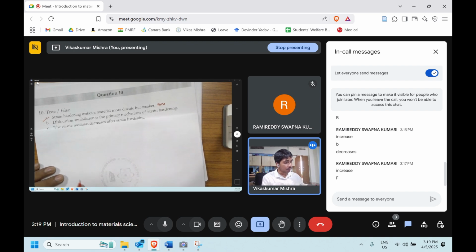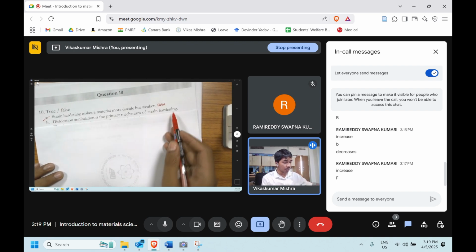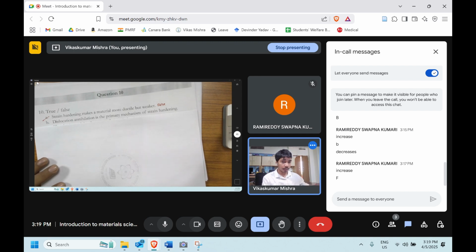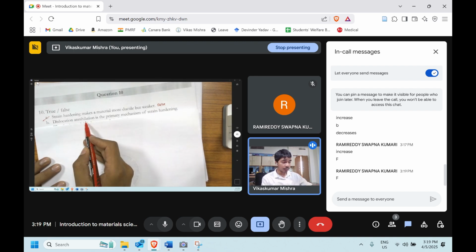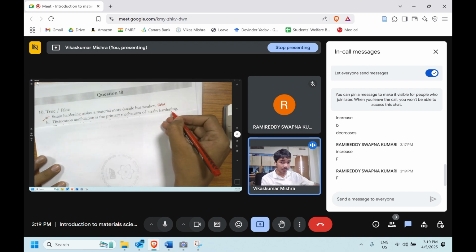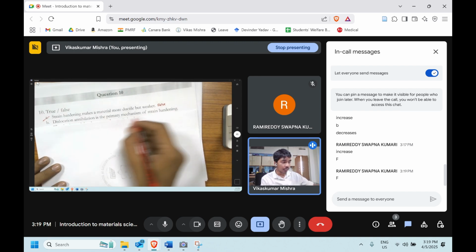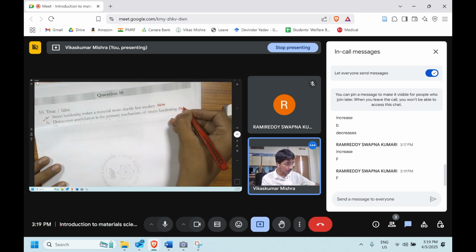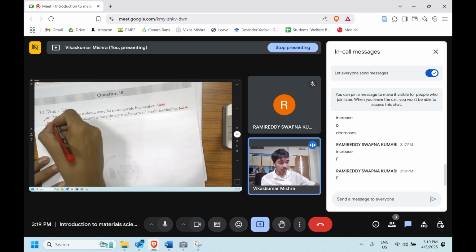Dislocation annihilation is a primary mechanism of strain hardening. They are telling that if you do the strain hardening, your dislocations will annihilate. Very good. It's a false. It's the other way around. It will increase.